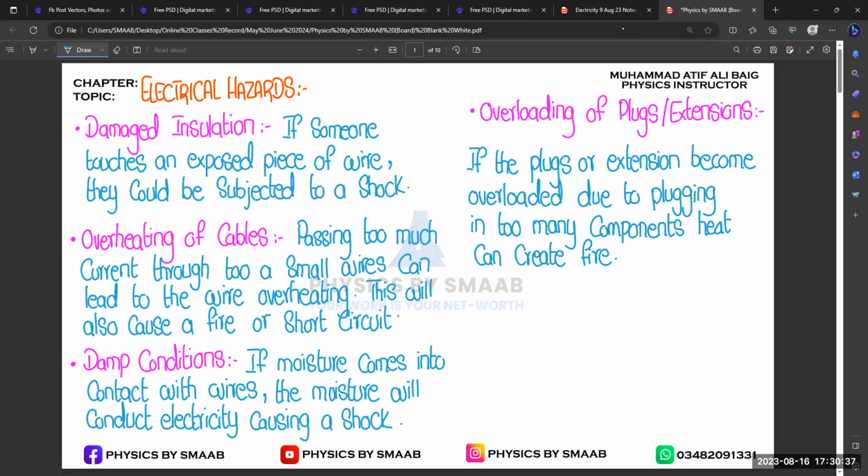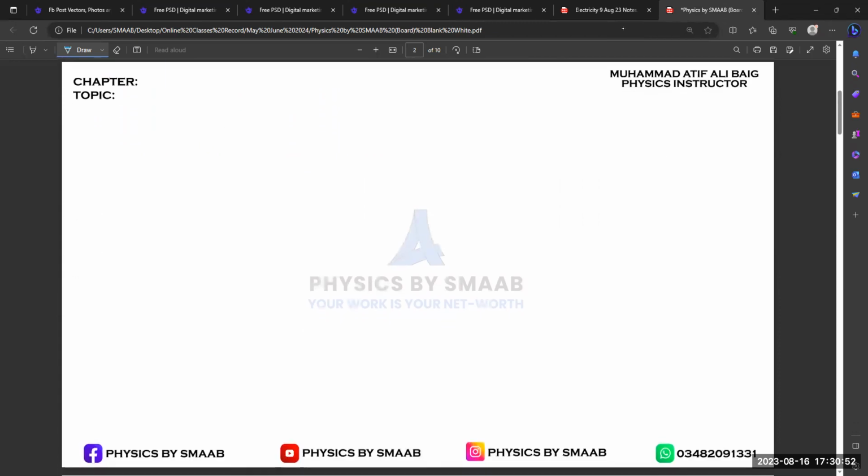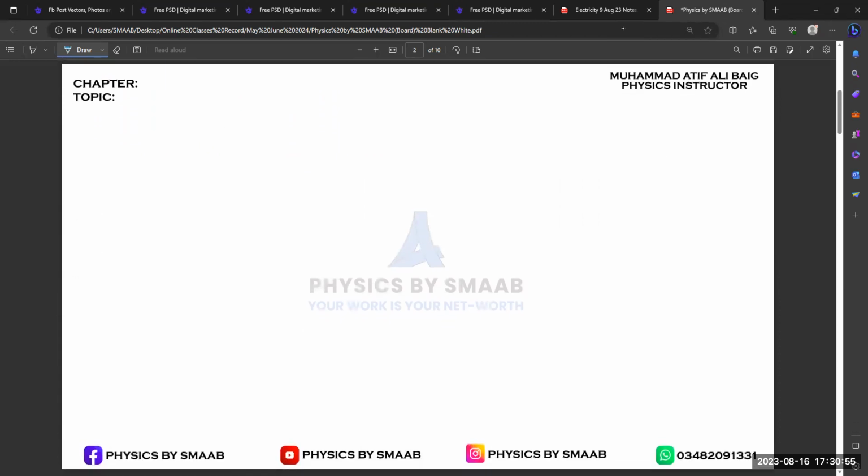So these are the electrical hazards related to electricity. These are the most common that we can easily identify because we studied about electric current and resistance, right? Okay, so now the first thing that we use in our daily life for safety from these electrical hazards is the three-pin plug, right?